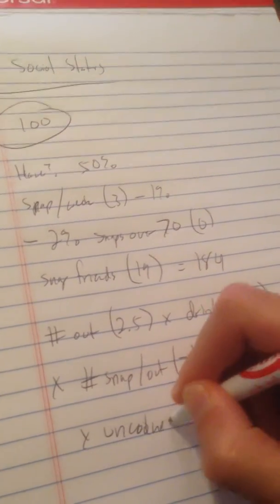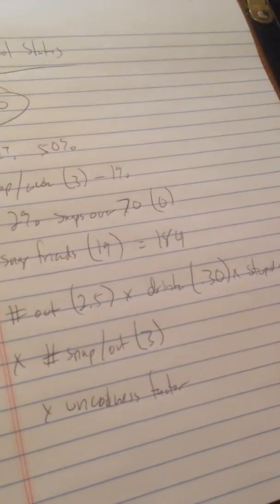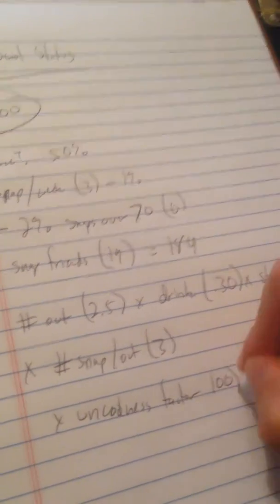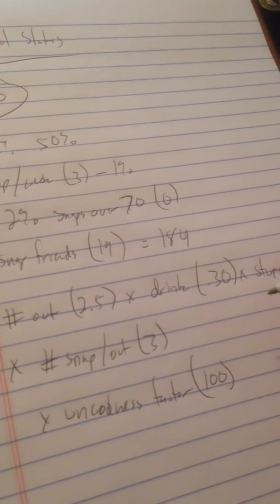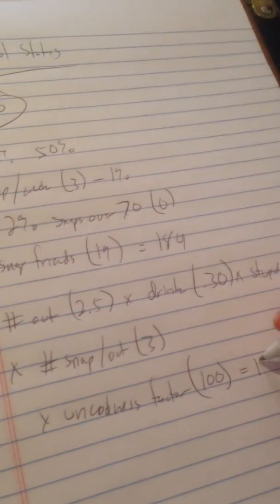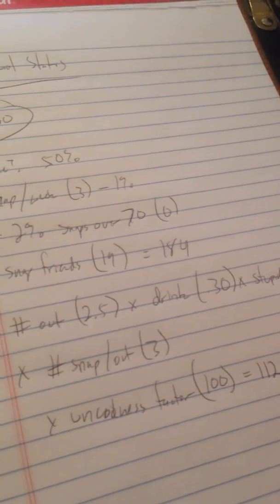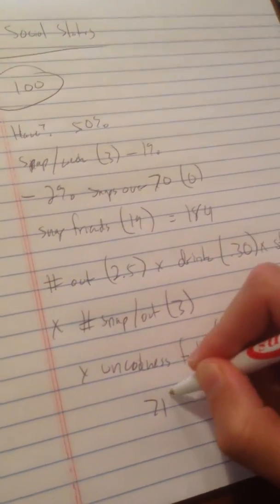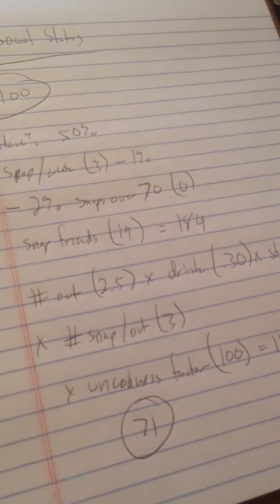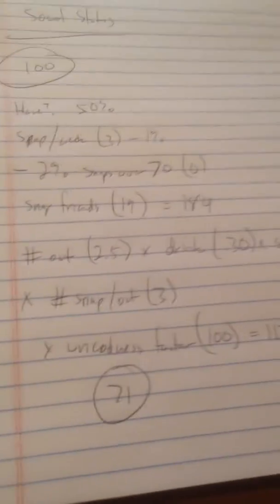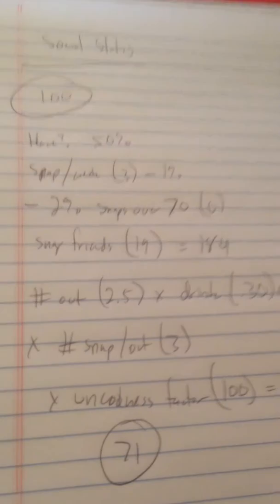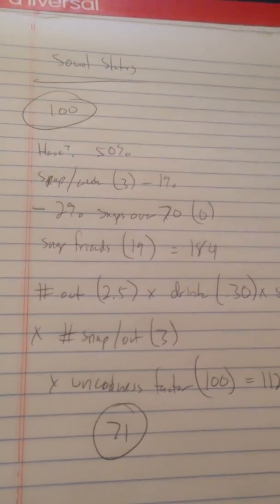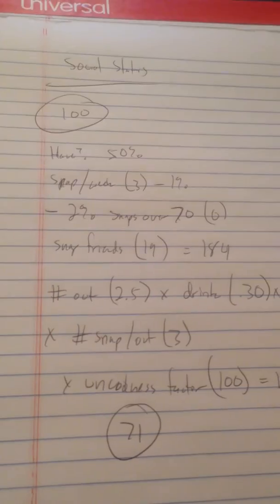I'm going to multiply that times an uncoolness factor of 100, which is going to give me 112.5. We'll call it 113. If you subtract that from 184, because that's uncool, you get my total snap score of 71, and that's simply probably lower than most people, but I'm curious to see what other people's snap scores are. That's my rudimentary calculation for social status based on Snapchat, and that's how I see you quantifying a Snapchat user.